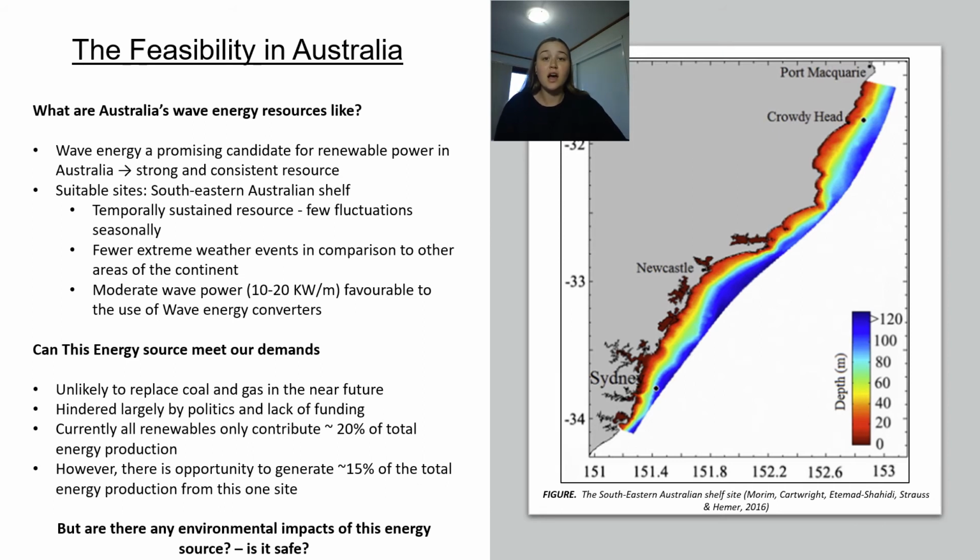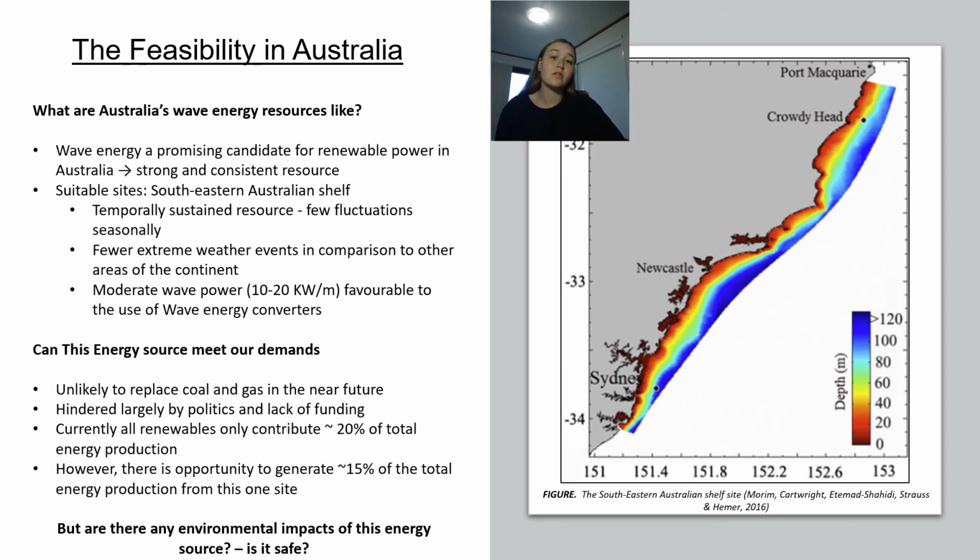Currently, with 20% of Australia's total electricity production being produced by renewable sources, there is a really great opportunity to generate higher percentages of the total energy production, especially through wave energy. Modelling studies, such as the one included in this slide from this figure, show that up to, for example, 15% of the total annual electricity could actually be generated by just using that one southeastern shelf site.